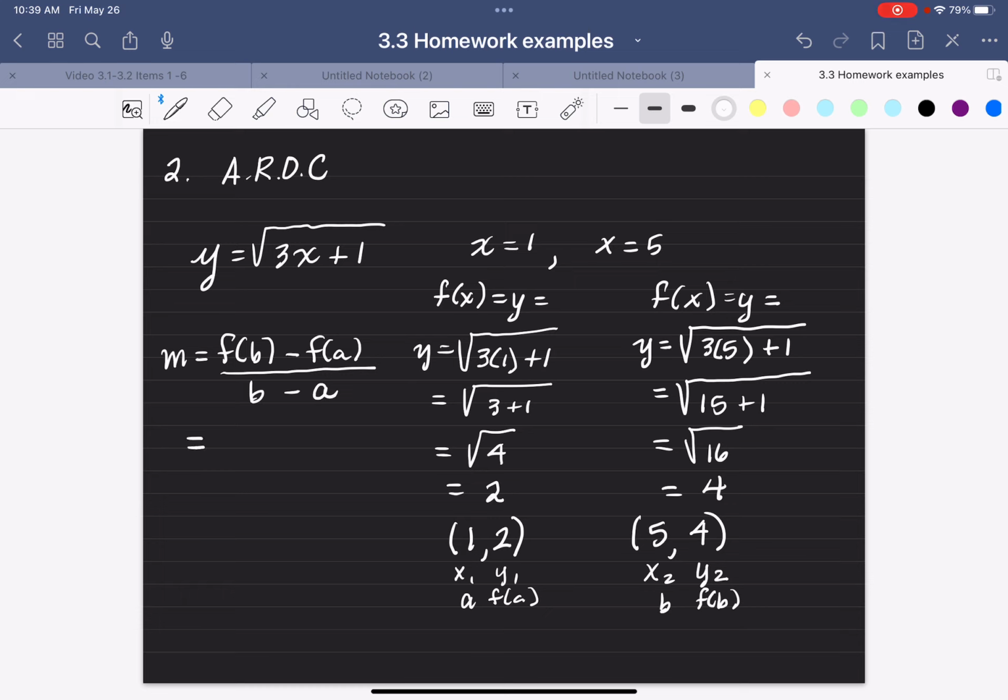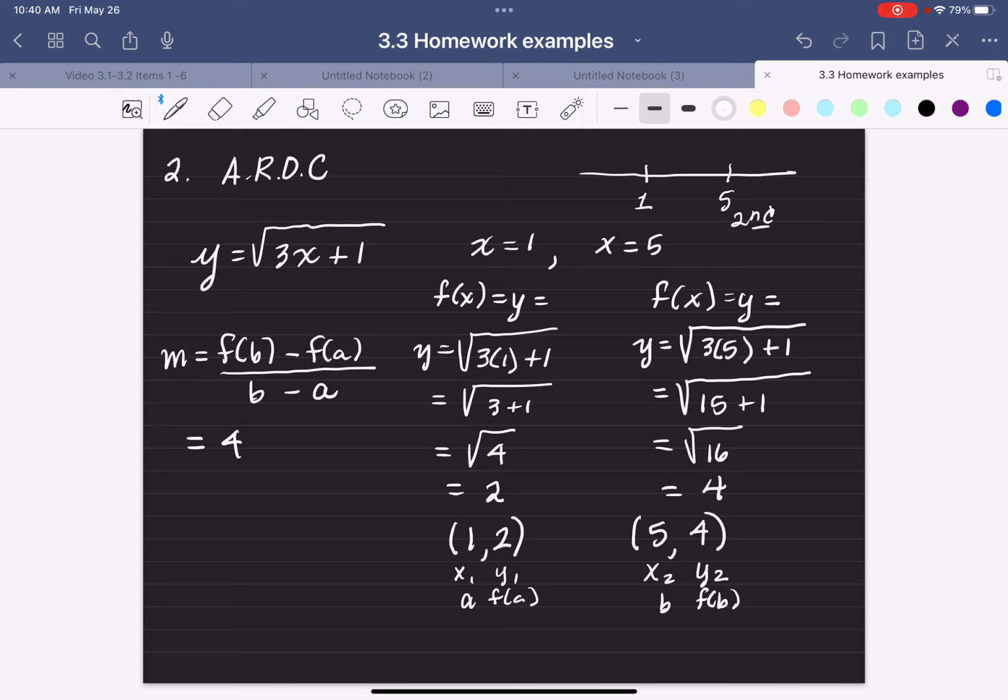So f of b is 4. That's this second point that we're using right here. This is the second point, okay? Because, again, we're moving this way on x. So if x is 1 and x is 5, this is the second one, okay? Because we go left to right.